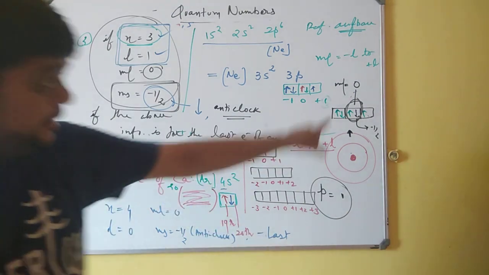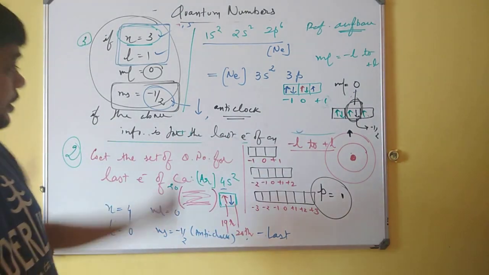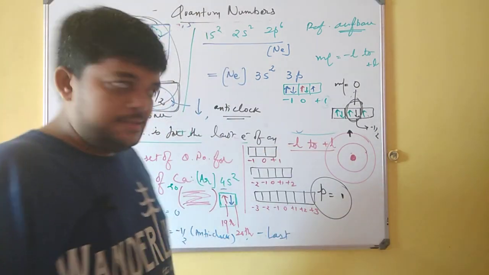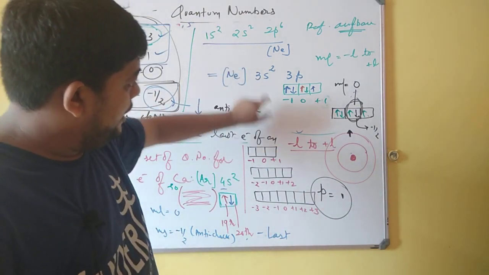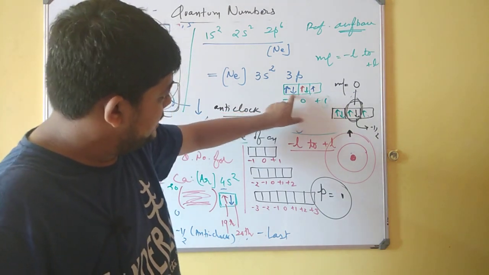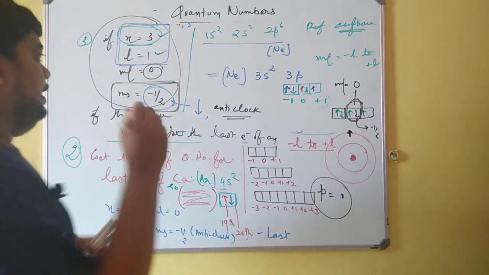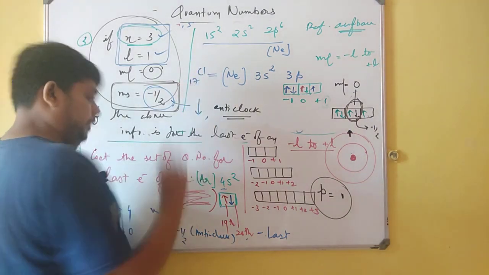Then why did I rub that one? Because I have already mentioned in the question, last electron. So if such is the case, you have 10 electrons, 12, 13, 14, 15, 16 and 17. So the last electron is 17. And hence we were talking about chlorine.